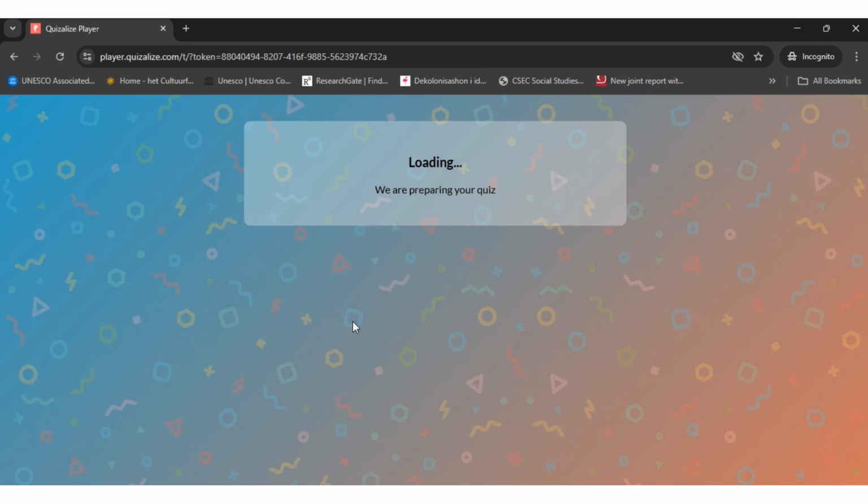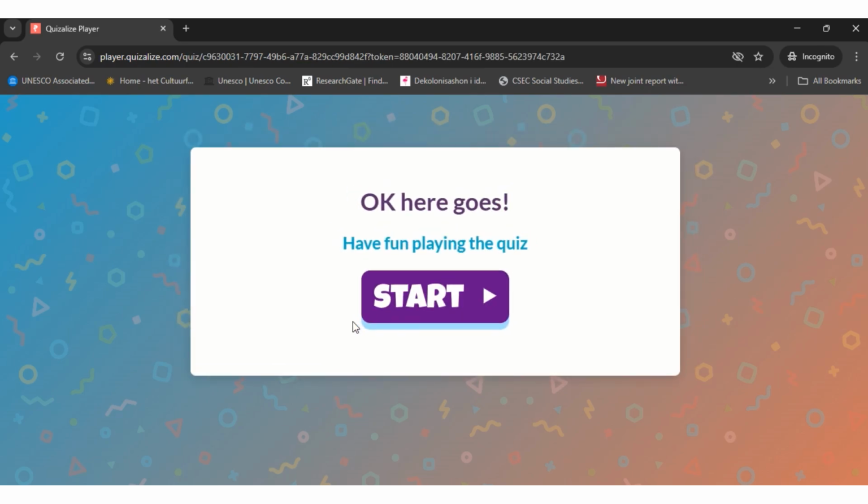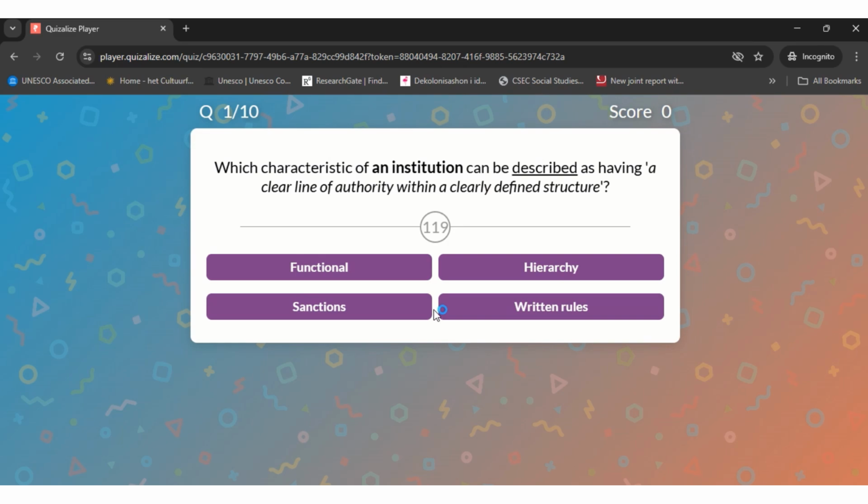We are preparing your quiz, loading, and we start. The first three questions I'm going to do as an example. The rest of them you have to do by yourself. And in preparation of the big test that's coming up in test week 2, on the 17th of February 2025, I will make a bigger one as preparation for that second test week.